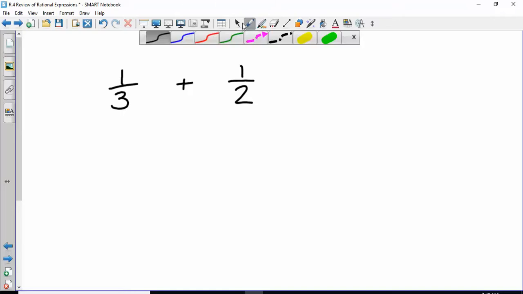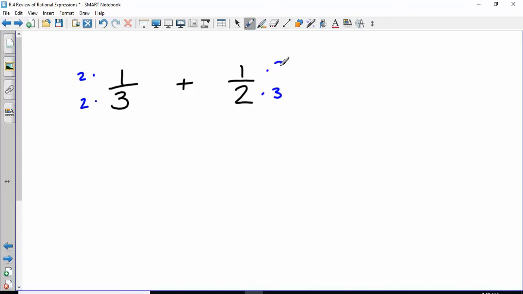So what would I need to take the first one times? 2. And if you do it on the bottom, you have to do it on the top, right? And what does this one need? 3. So we turn this into 2/6 plus 3/6. Now when you add these together, does the bottom change? No. So the final answer is 5/6.